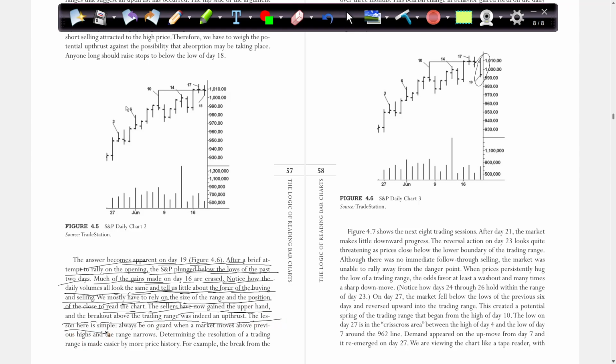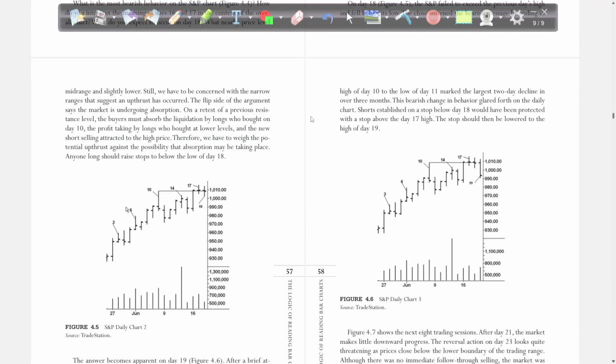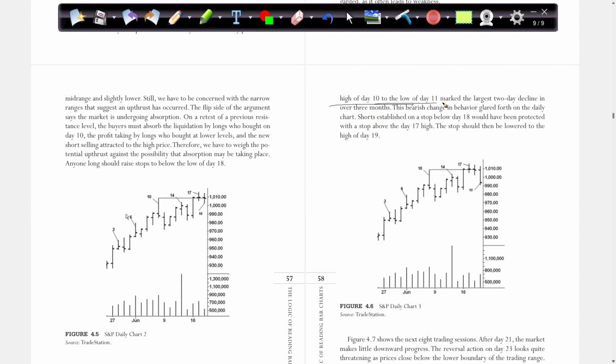The lesson here is simple: always be on guard when a market moves above previous highs and the range narrows. Determining the resolution of a trading range is made easier by more price history. For example, the break from the high of day 10 to the low of day 11 marked the largest two-day decline in over 3 months. This bearish change in behavior glared forth on the daily chart. Shorts established on a stop below day 18 would have been protected with a stop over day 17.